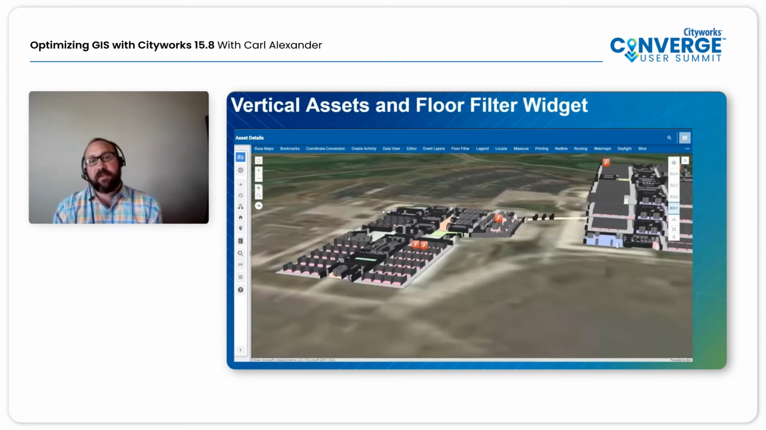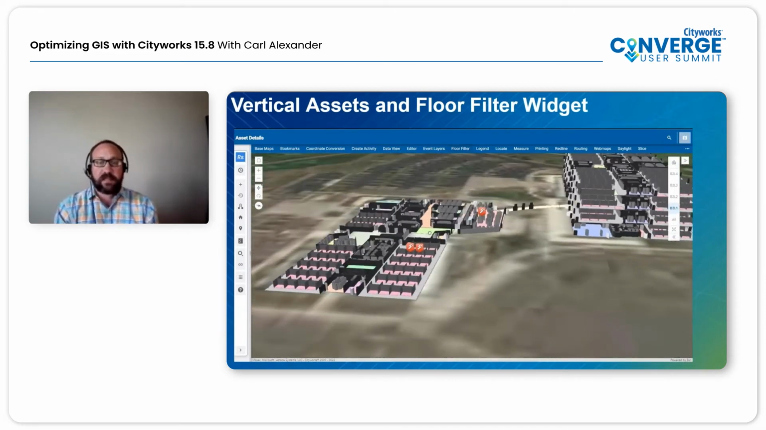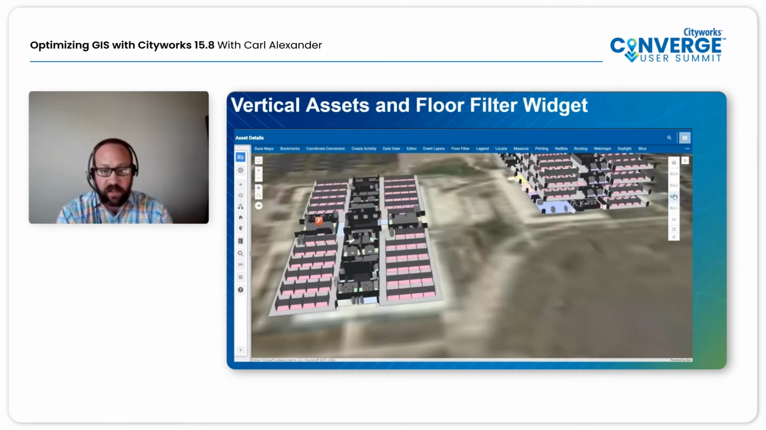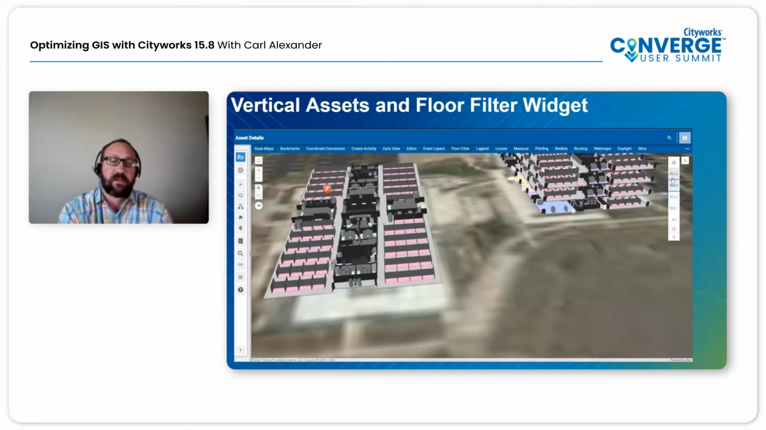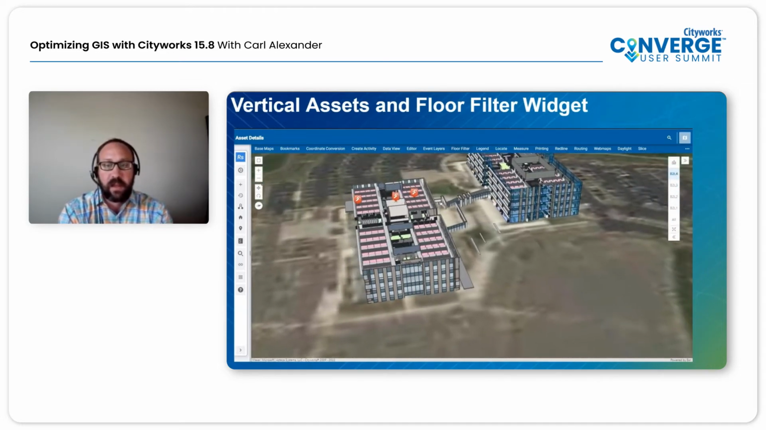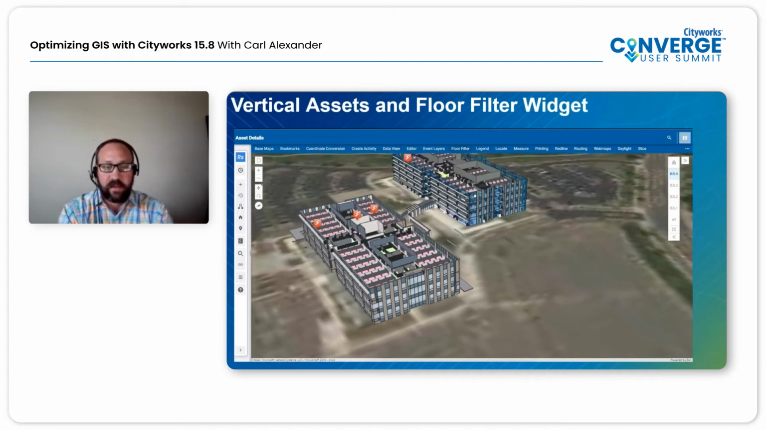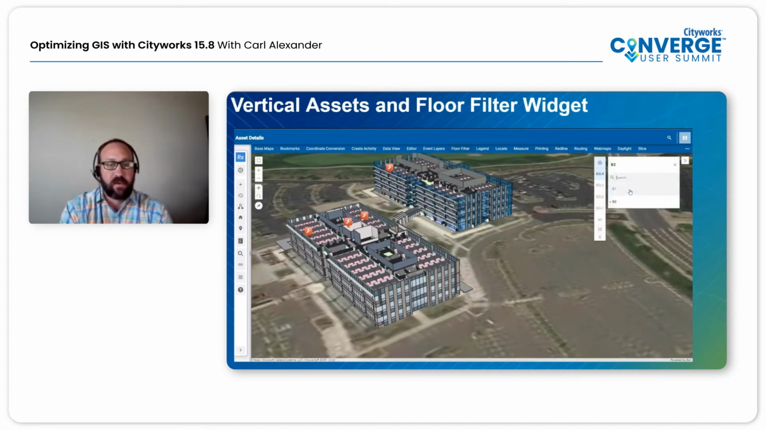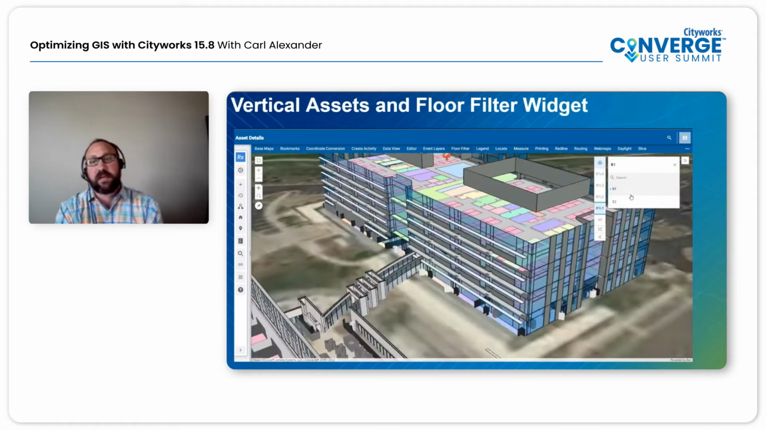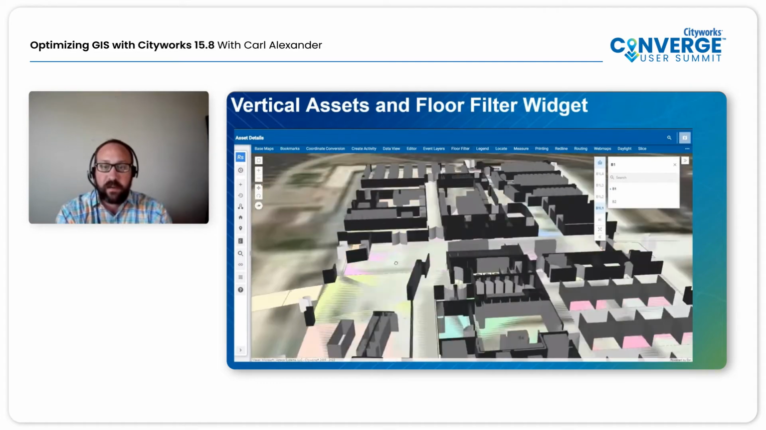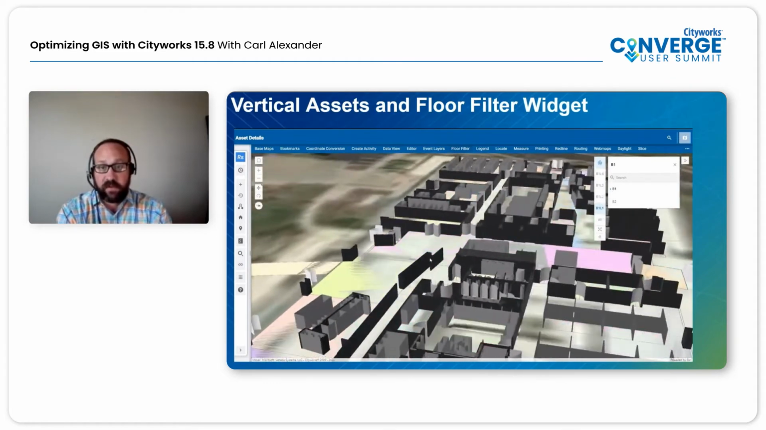And then the last example I want to quickly show is, when we're talking about 3D, we're getting a lot of feedback about vertical assets. So here, this is our Trimble Westminster office in Colorado. And it is brought in here in 3D. It is from a BIM file, so you can see the BIM shell on the outside, but it's also floor aware, and so it interacts with the floor filter widget.